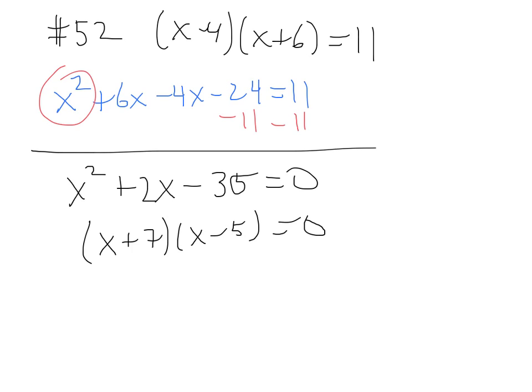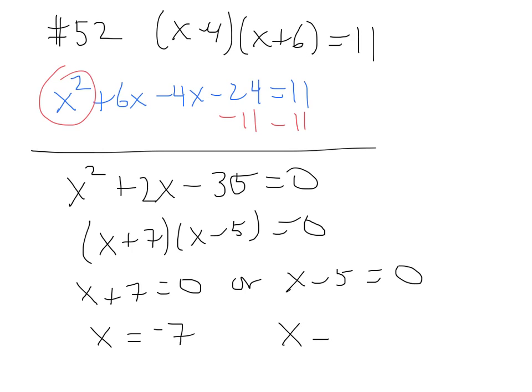We're multiplying two things together and getting an answer of 0. The only way that can happen is either the first one is 0 or the second one is 0. We solve each of these equations. We get x equals negative 7 there and x equals 5. There's our two answers.